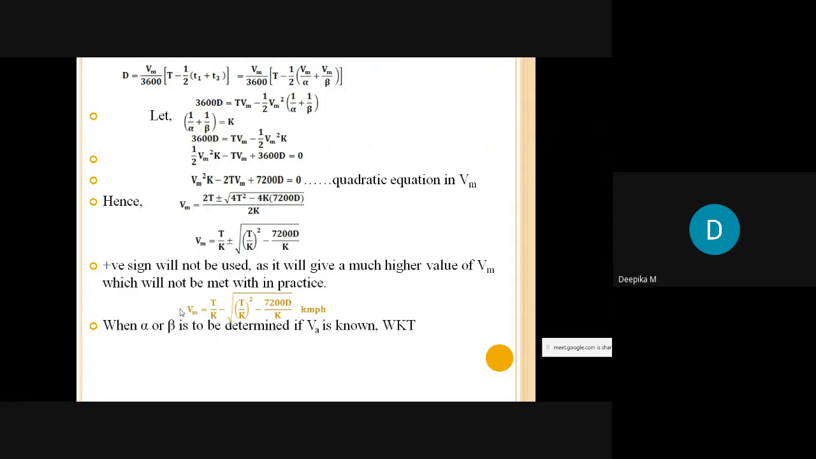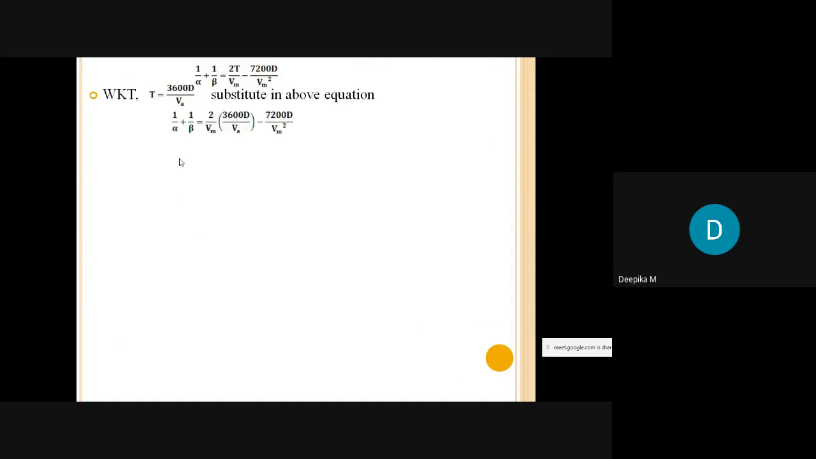Next, when alpha and beta have to be calculated, if VA is known, then we can use this equation again: 3600 D is equal to T Vm minus half Vm square into 1 by alpha plus 1 by beta. I'll rearrange this term, transferring the RHS term here and the LHS term over here. Then I'll get 1 by alpha plus 1 by beta is equal to 2T by Vm minus 7200 D by Vm square. We know that VA is 3600 D by T, so T is 3600 D by VA. We substitute T in this equation, and upon substituting, 1 by alpha plus 1 by beta is 7200 D divided by Vm VA minus 7200 D by Vm square.